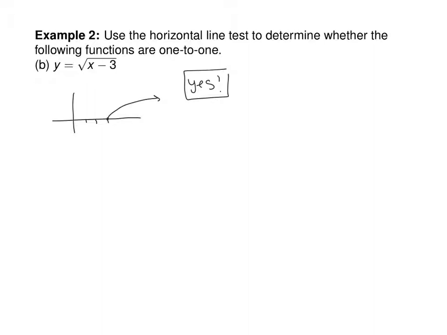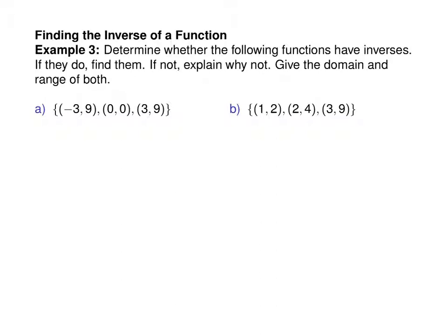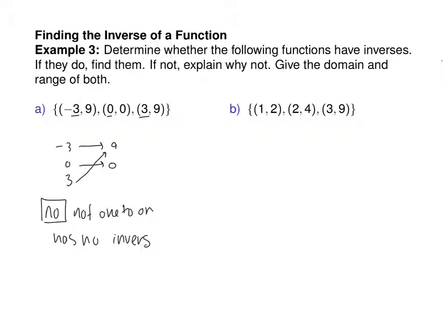Okay. So let's talk about how to find an inverse. We'll start with some point things, and then we'll do some actual equations. Tell me whether the following functions have inverses, and if they do, find them. If not, explain why not. Give the domain and range of both. If you want to see whether it has an inverse, you have to see if the function is one-to-one first. In the domain of this first function, we have negative 3, 0, and 3. Negative 3 goes to 9, 0 goes to 0, and positive 3 also goes to 9. Is that function one-to-one? No. So it's not one-to-one and has no inverse. Don't pass go, don't find inverse.